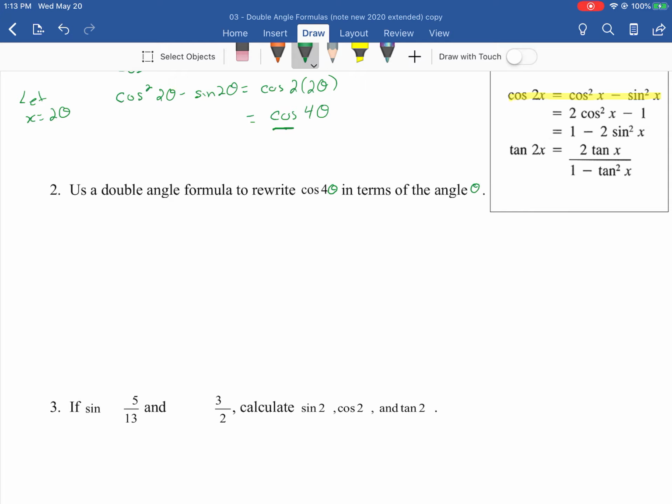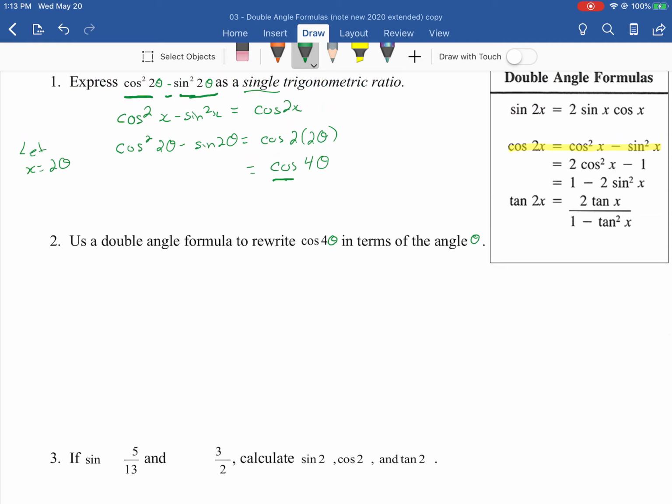This one says use a double angle formula to rewrite cos 4 theta in terms of the angle theta. So now they want cos 4 theta. What I'm going to start with, and again, it may seem a little mysterious why I chose to start with this one, but there's another version of cos of 2x, and you can use any one you want. There is no one you have to use for a question like this. I'm just going to use this one because it's slightly different than the one I just did. I'm going to write down the formula cos of 2x equals 2 cos squared x minus 1.